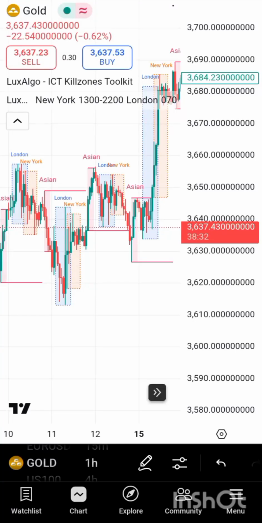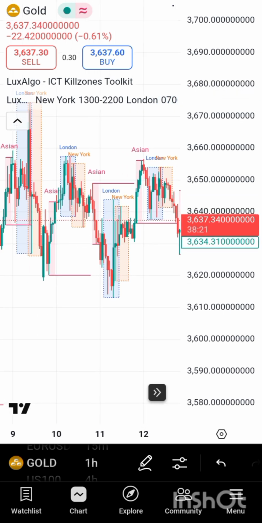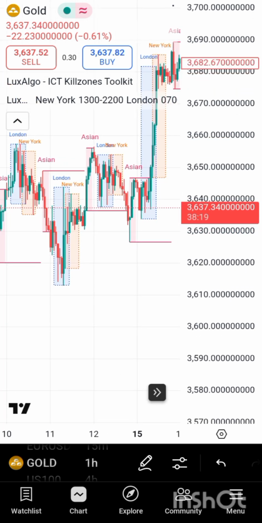So in this video we are going to be marking supply and demand zones on gold using TradingView on our phone. We find that supply and demand zones are the greatest zones that you can be taking your trades. First, let's look at demand zones.